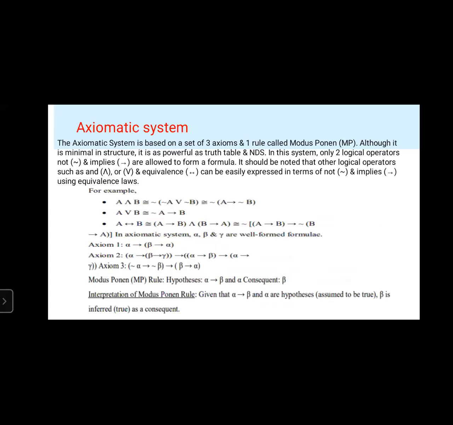Okay. Next type of system is the axiomatic system. This particular axiomatic system is based on a set of 3 axioms and one rule called modus ponens rule, MP rule. Although it is minimal in structure, it is as powerful as truth table and NDS.